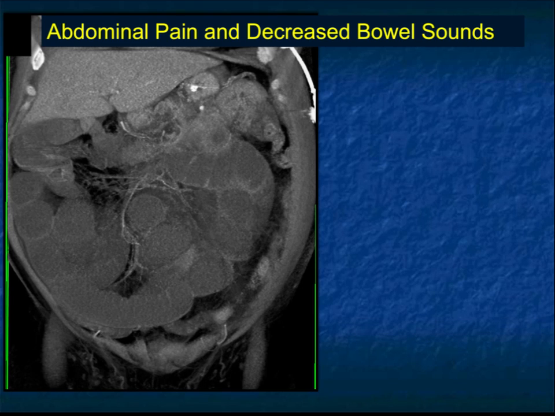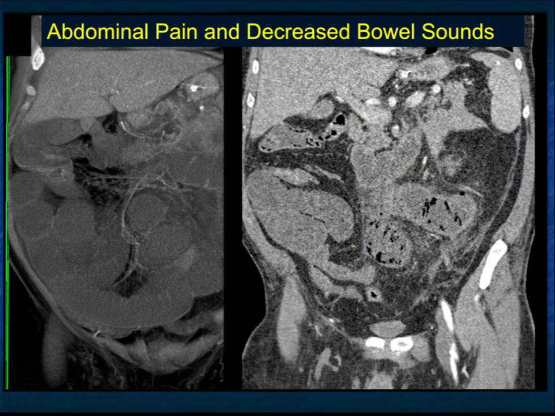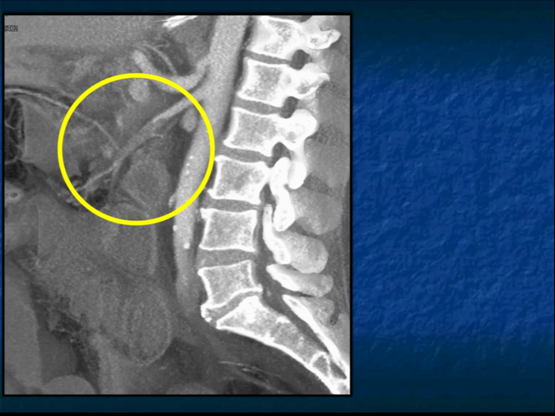Here's a patient with decreasing bowel sounds, increasing abdominal pain. It almost looks like a non-contrast scan, but it's just the bowel is not enhancing. You see what looks like probably some air in the bowel wall. You look at the sagittal view, and there's the thrombus in the SMA.